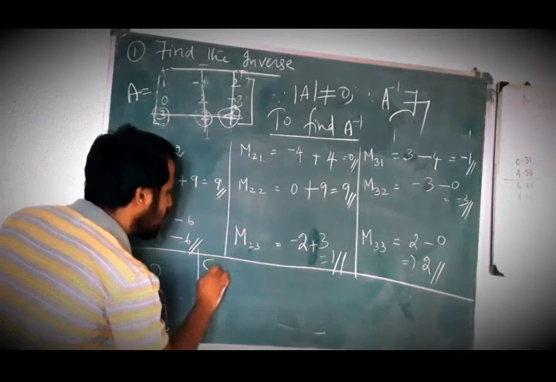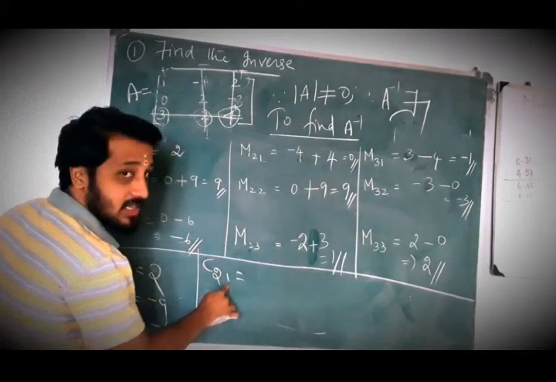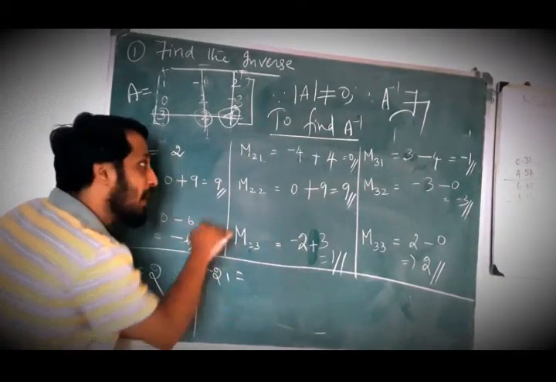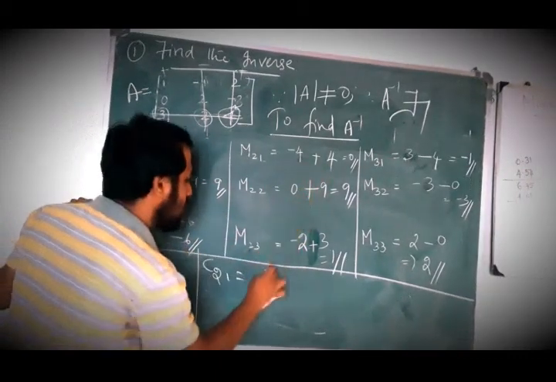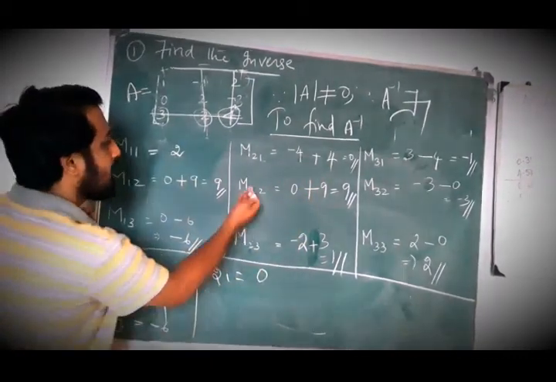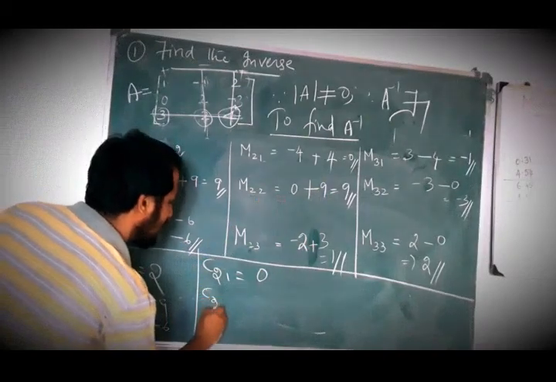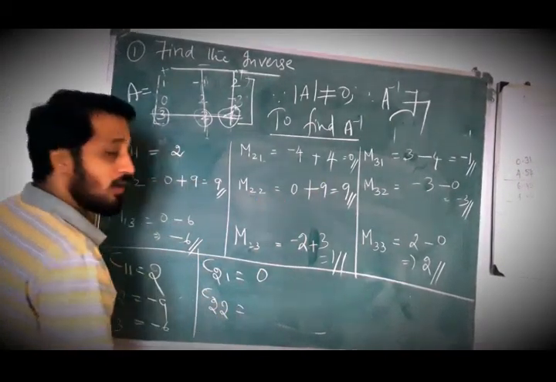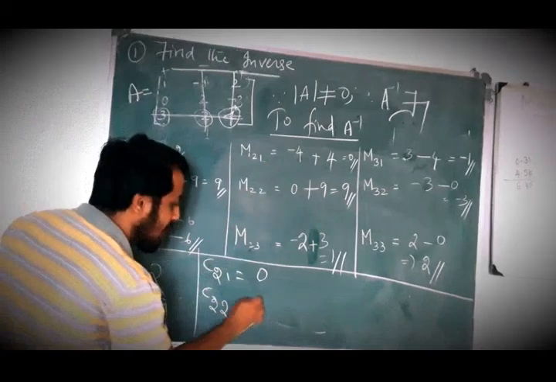Similarly, what is C21? C21, 2 plus 1 is 3. Odd. Odd means I have to multiply by minus. So here 0 means 0 only. Minus 0 doesn't mean anything. Now M22, that is C22. 2 plus 2 is 4. It is an even number. It will be the same as the minor.